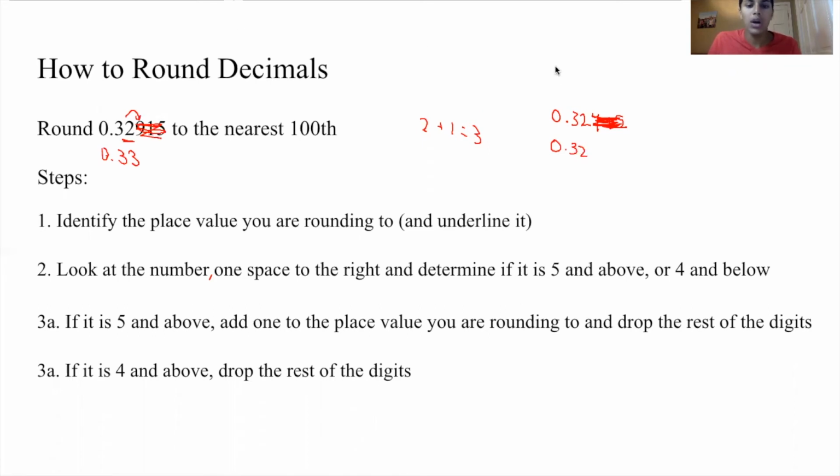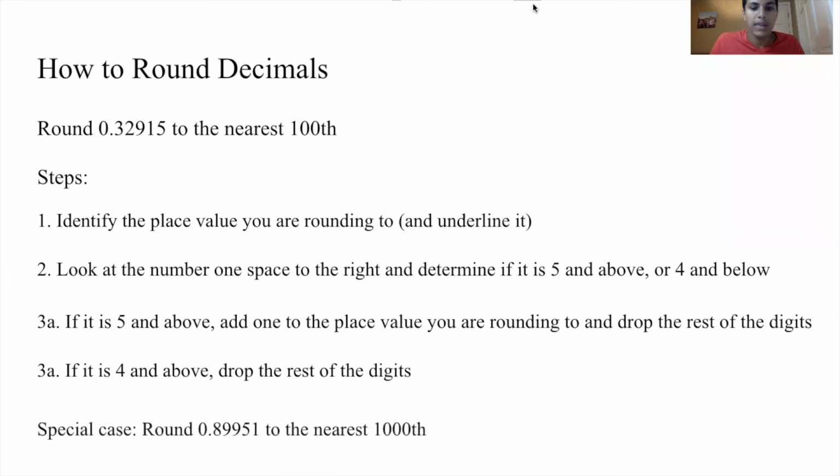Now there is one special case that I want to go over, and that's what if we have a decimal like this? Now it doesn't seem like a special case at first. It seems like a normal decimal that we're rounding. But let's go through the steps and see what happens if we try to round this. 0.89951.